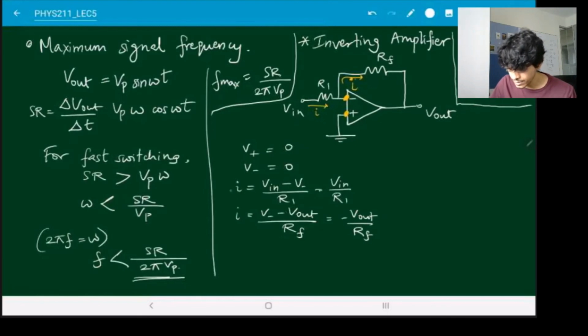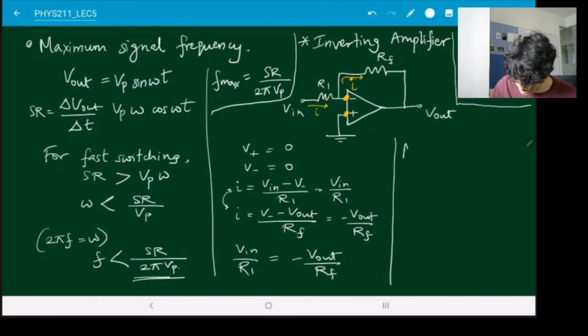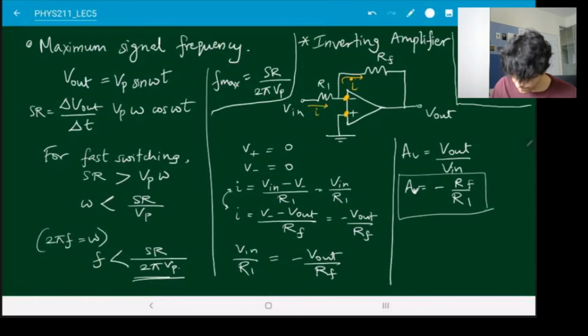And now if I equate these two currents, because it's the same current, I get V in upon R1 is minus V out upon RF. And from this, I can say that the voltage gain, which is V out divided by V in, is just minus RF over R1. So this is the voltage gain of an inverting amplifier.